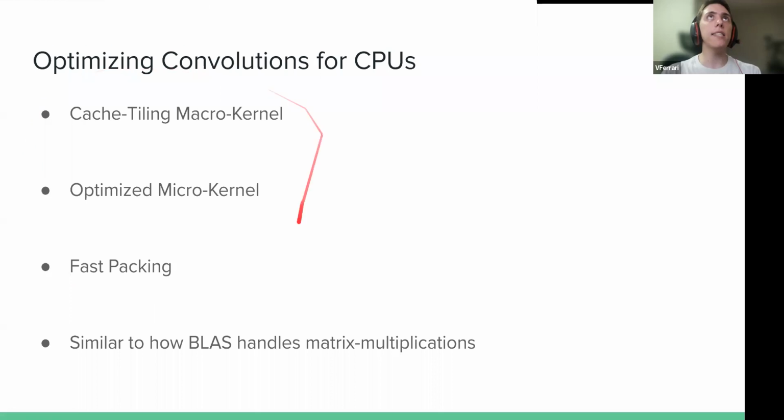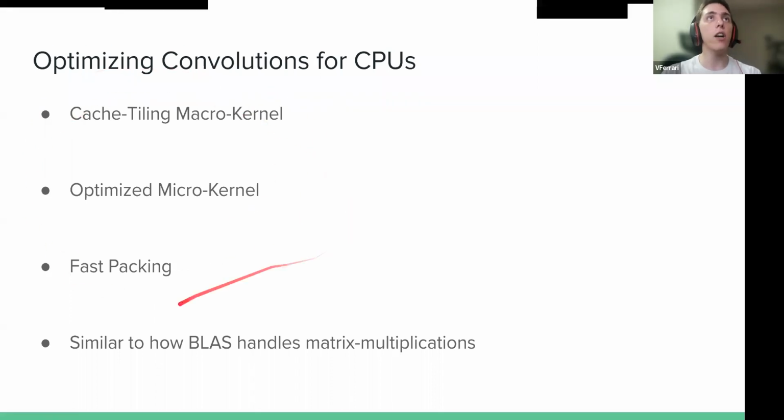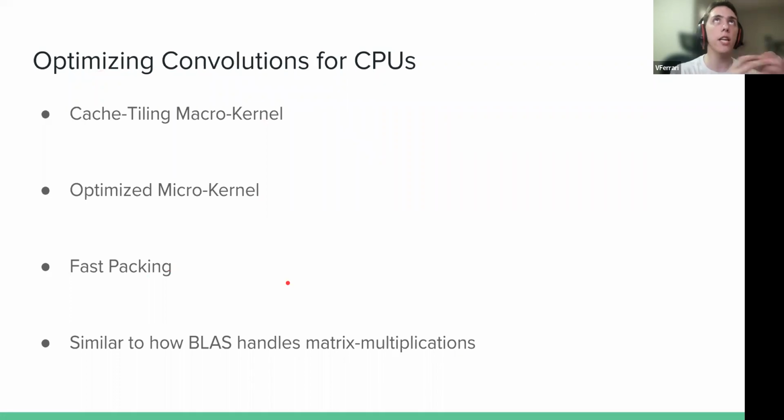These three things right here are similar to how the BLAS libraries handle matrix multiplication, or GEMM. They also use a cache tiling macrokernel, an optimized microkernel, and fast packing. So the way that some people thought about this similarity is, well, if it's so similar, let's use the matrix multiplication routine instead of creating our own. This created the image-to-column plus GEMM method of computing a convolution.